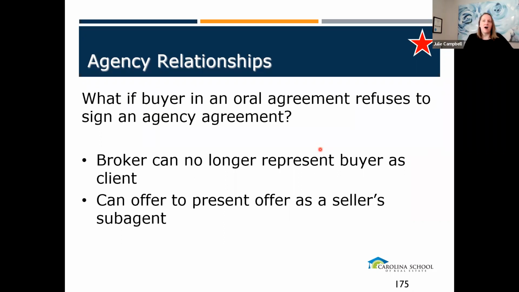We could offer that buyer, fine, you don't want me to be your client, you don't want to sign the agency agreement. What if I downgrade you from a client to a customer? Before we make that switch though, first off, we need to make sure that the listing firm and the seller will allow it. We need to make sure that they have agreed to allow that seller sub-agency.